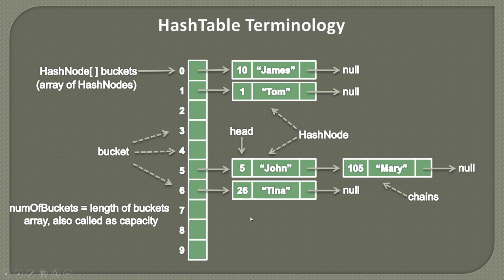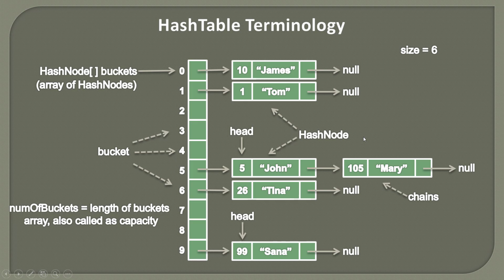And similarly, we can store other values like this. Also friends, here you can see that the length of this array is 10, which is also a value stored by number of buckets, and which is also called the capacity of our hash table. But this hash table currently has 1, 2, 3, 4, 5 and 6 hash nodes. So the size of the hash table is 6 because it holds 6 key value pairs, and the capacity is 10. So this is the difference between the capacity and size.